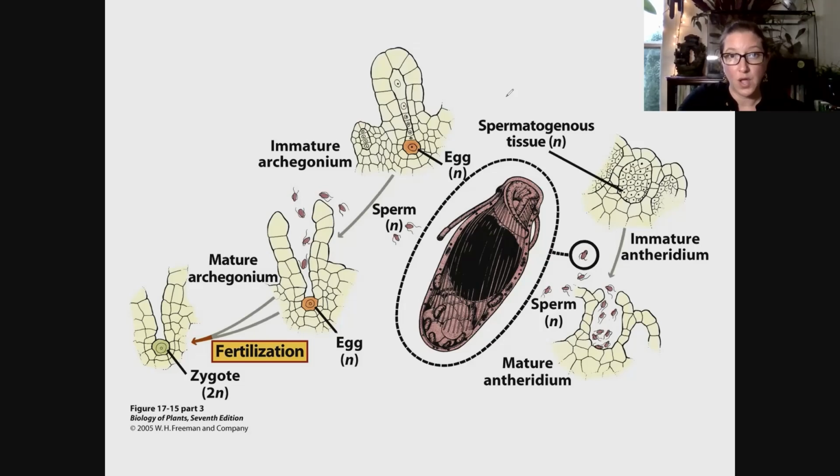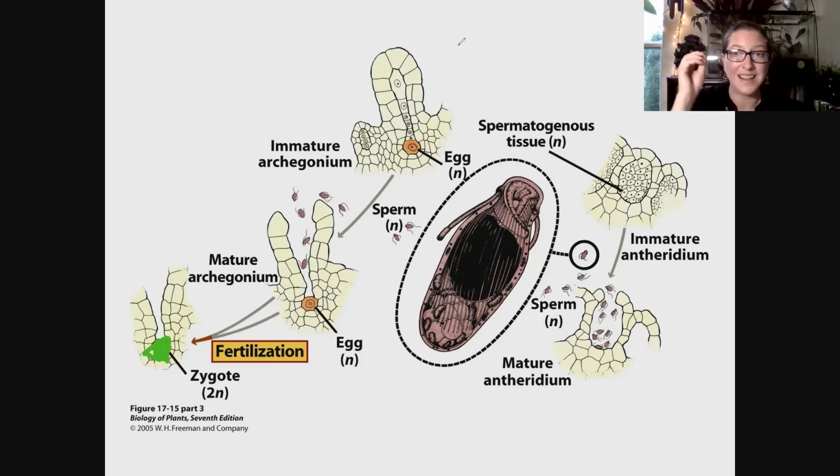Sperm is going to swim to the egg, just like we've seen before, right? Here's the egg. The egg is inside of what sex organ? Archegonium. So here you go, sperm swim to unite with the egg. Once the sperm unites with the egg, notice the color change on this slide, right?